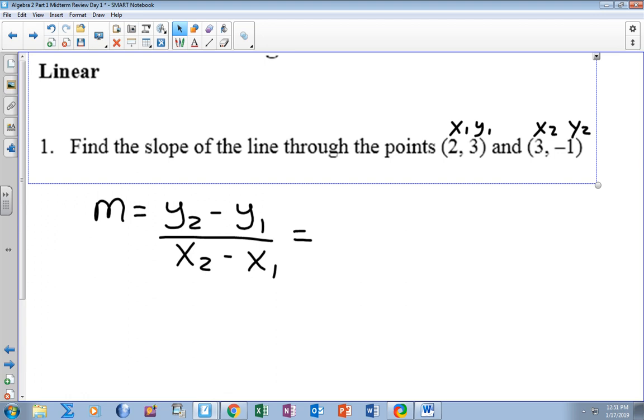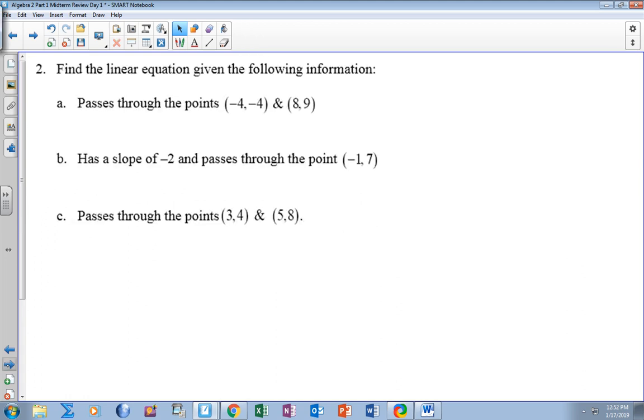As I looked around, most people had this done just fine. So negative 1 minus 3 over 3 minus 2, which gives you negative 4 over 1. So then the slope is negative 4, right? All right, so let's look at the next one.